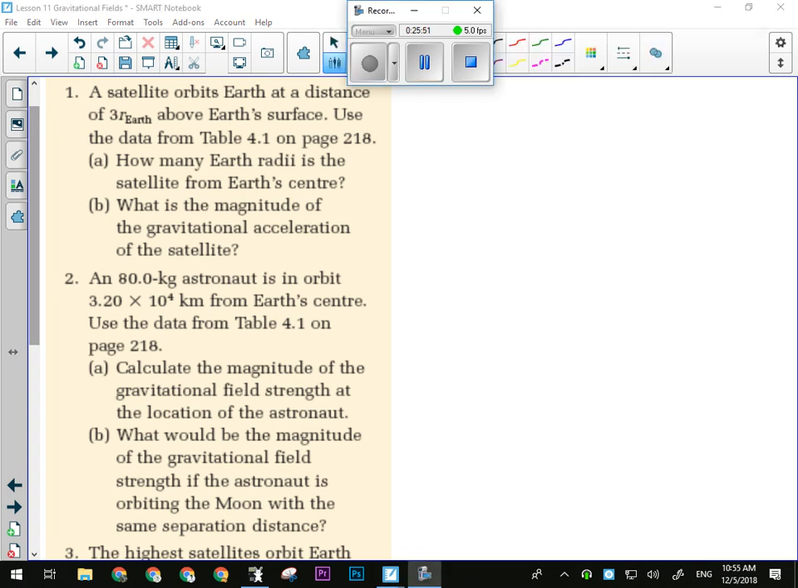Let's have a look at number 1 real quick. We've got a satellite that orbits the Earth at a distance of 3 Earth radii above the Earth's surface. So part A is easy. How many from the Earth's center is it then? 4. If it's 3 from the Earth's surface, it's 4 Earth radii from the Earth's center.